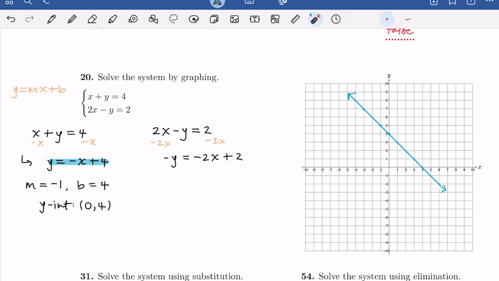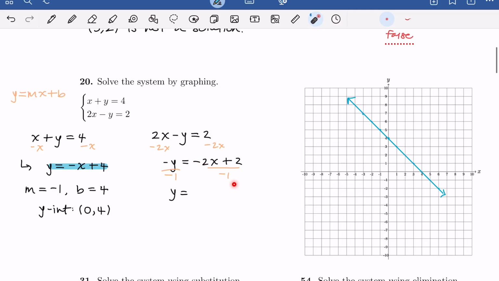Right now we have a -1 in front of it. So we're going to divide both sides by -1. And then we'll get y completely alone on the left-hand side. Then on the right-hand side here, we have minus 2x divided by -1. So that's going to change the sign and make it a positive 2x. And then for our second term, we have 2 divided by -1.